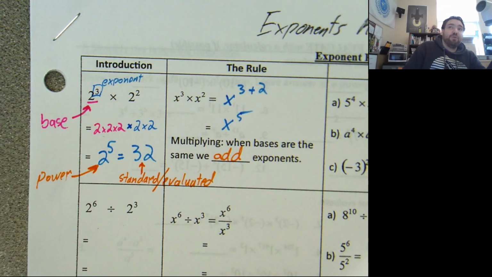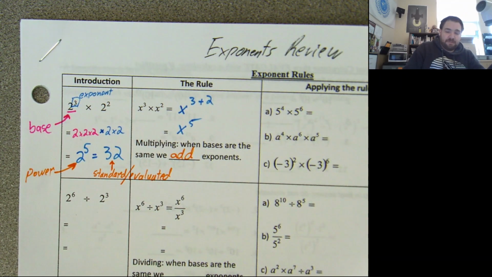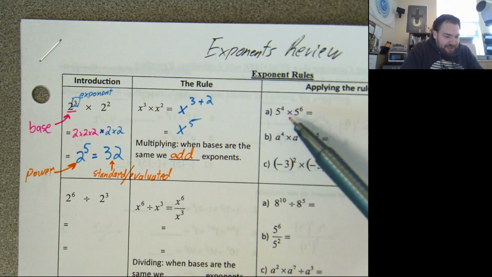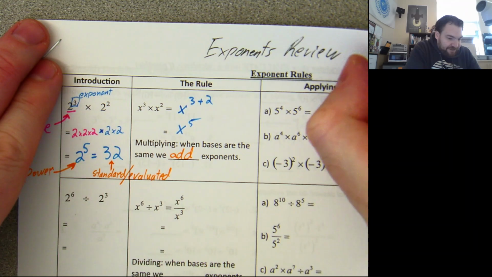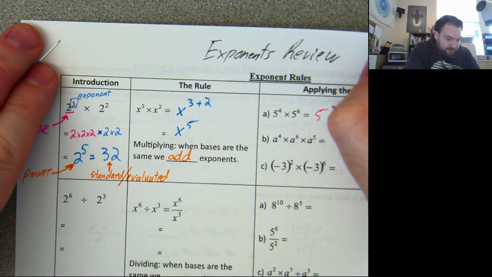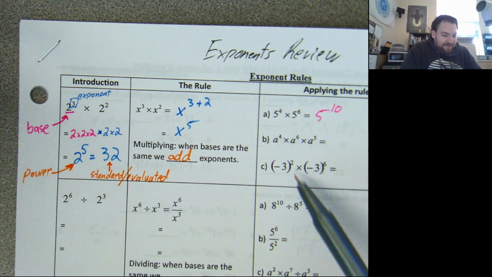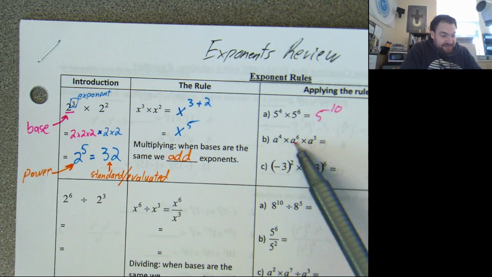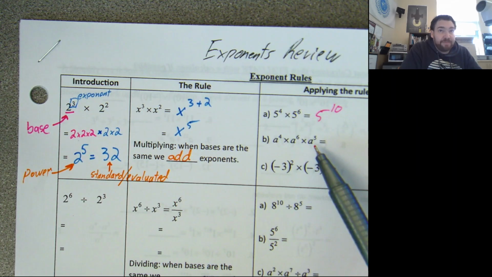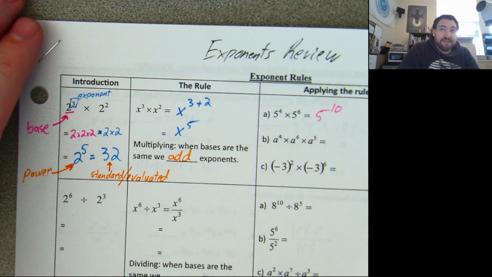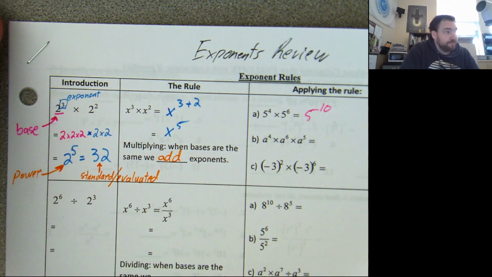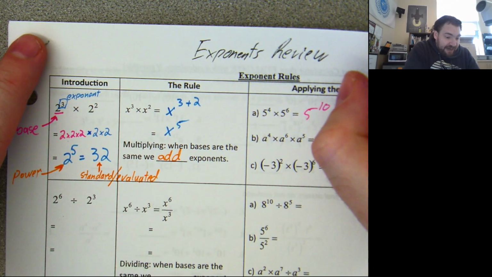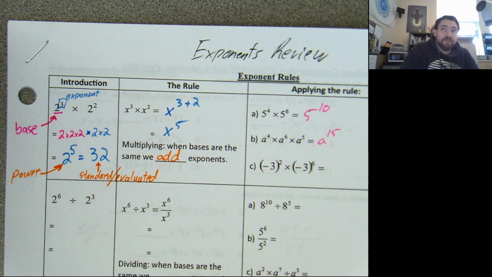So if I apply the rule to some of these, if I have 5 to the 4 times 5 to the 6, it's going to be what? 5 to the 10. If I have a to the 4 times a to the 6 times a to the 5, I'm multiplying all those bases together, applying the rule, that's going to give me what? Yes, someone said it, a to the power of 15.